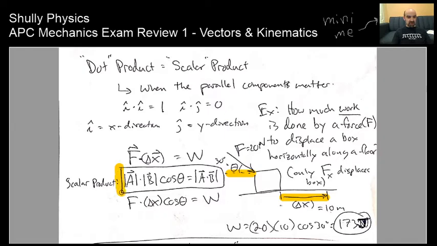Definition of the scalar product is right here. A dot B cosine theta is the dot product, and that will give you the amount, and that value doesn't have direction like I said before. So this is only a magnitude.